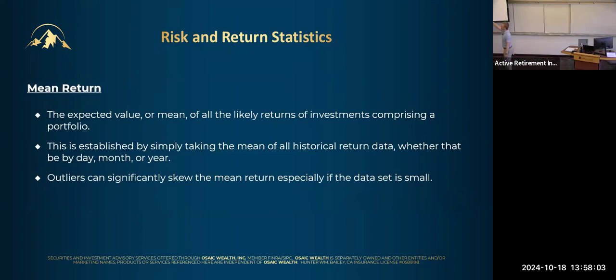So outliers can significantly skew the mean return, especially if the data set is small. It's time and time again that I'm just really harping on this piece. If you look at small bits of data, if you look at short time periods, these measurements are not going to mean anything at all. If you're looking at a single year, it means basically nothing. So it's really important to understand how these outliers can skew the data.